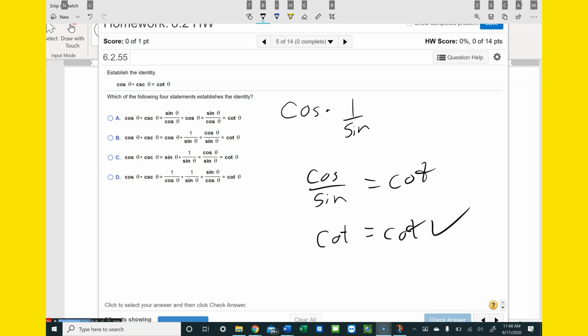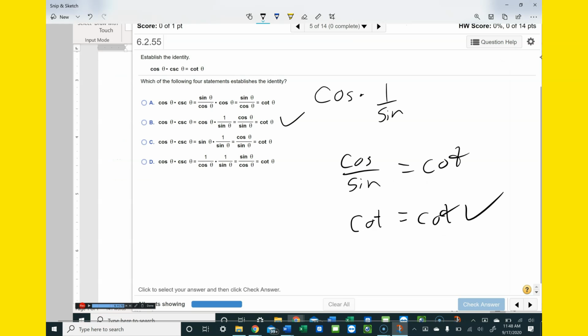So out of these multiple choices, which one of these choices goes through that same process? Well, it's not choice A because it changed cosine into sine over cosine, and so that's just not right. B, cosine cosecant turns into cosine times 1 over sine. That's looking good. And then that becomes cosine over sine, and then that becomes cotangent. That's exactly right. B looks like the right choice here.